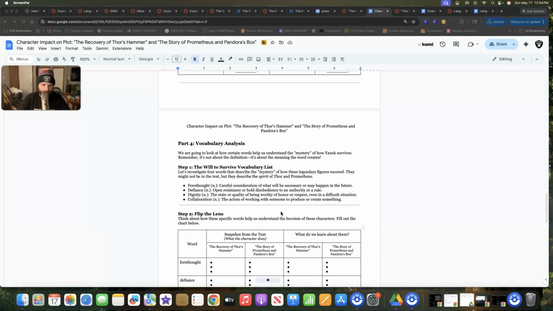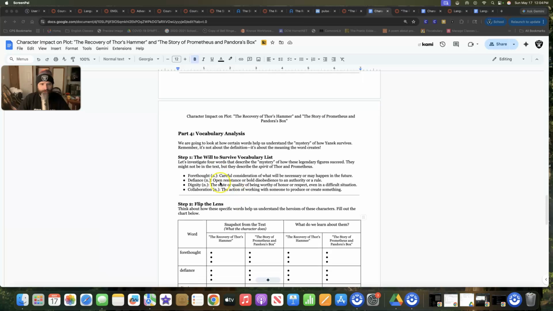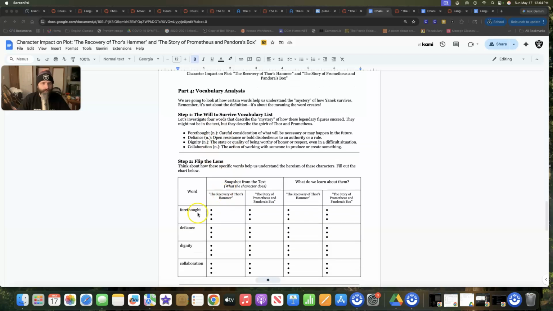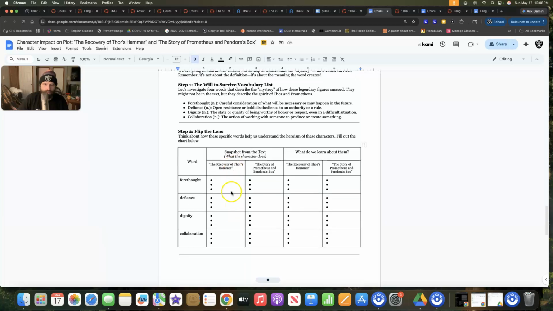And then the vocabulary, no, the definitions are here for you this time. They weren't there last time, so you don't have to write them in the boxes like you did last time. They're right here for you. All right, and it looks like it's the same thing, but it's a little bit different. It's kind of confusing when you look at it, but each one in this section is about Thor and what he does with forethought, with defiance, with dignity, and with collaboration. And then each one of these is about Prometheus and what Prometheus does with forethought, defiance, dignity, and collaboration.